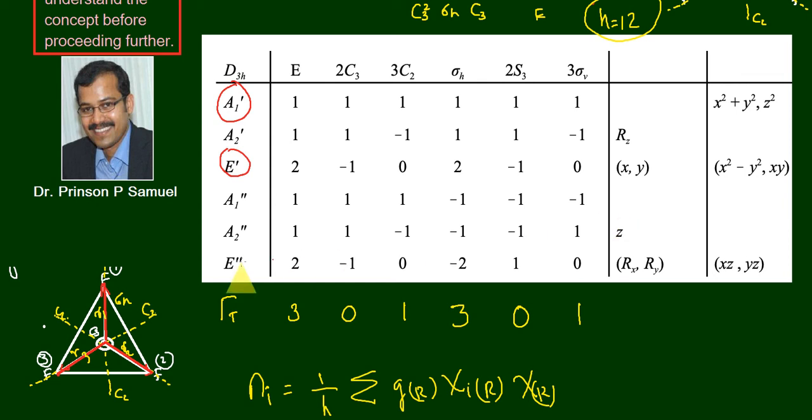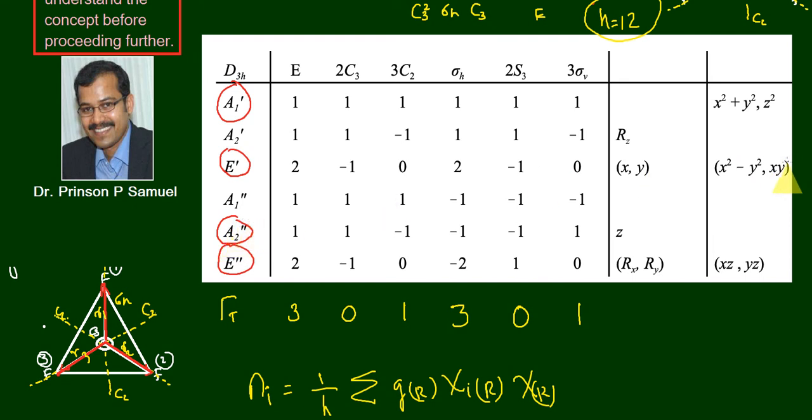Okay, and what about A1 double prime? We don't need to calculate for A1 double prime because there are no orbitals corresponding to this. But we have to calculate for A2 double prime because there is an orbital corresponding to A2 double prime, that is a pz orbital. And then we have to calculate for E double prime because there are d orbitals corresponding to that, dxz and dyz. So we can neglect A2 prime and A1 double prime for the calculation, because those values are going to be 0 obviously.